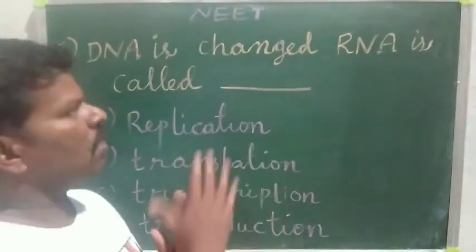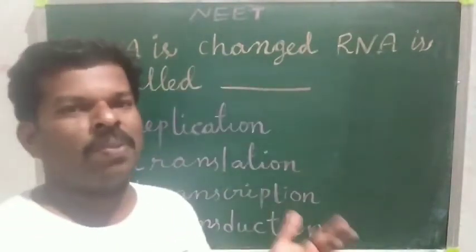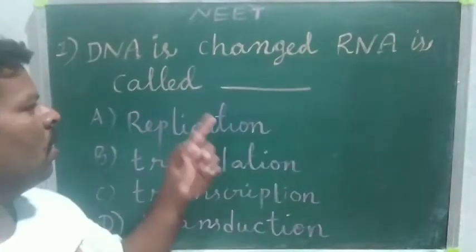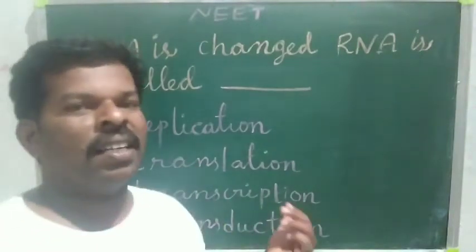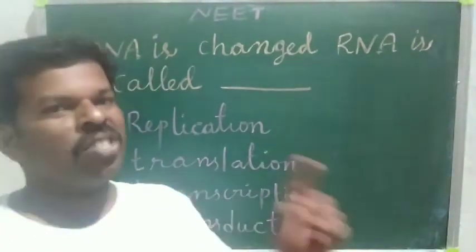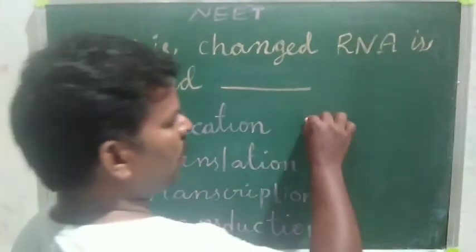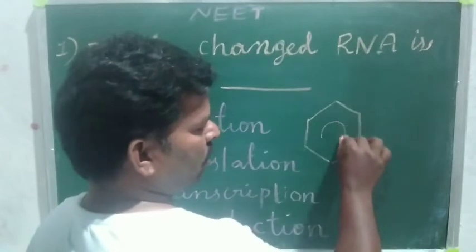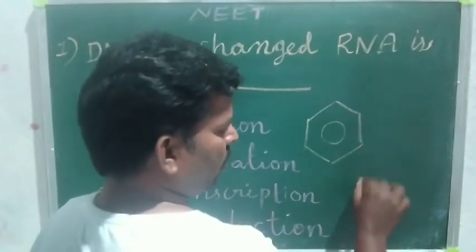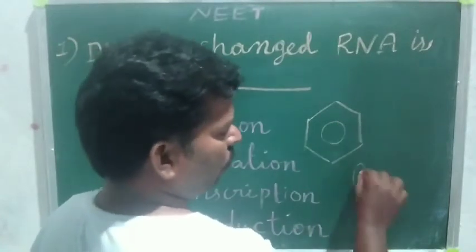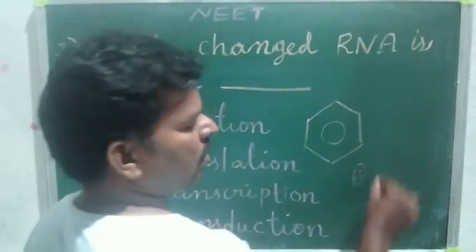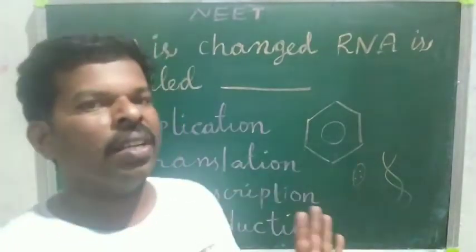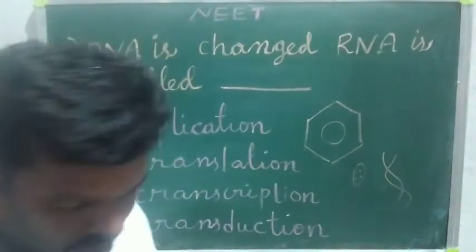First understand the concept, after that I will explain the answer. So here, DNA is changed to RNA, it is called as. I will say the answer later. See the demonstration. Actually the cell has a nucleus inside, and the nucleus has chromosomes inside. The chromosome has a thread-like structure, which is DNA, you know very well. Now understand this.